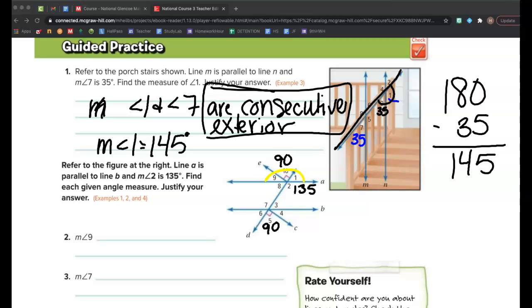Okay, so you take 1. Now you have to find 9 and find what it's like. Corresponding. Okay. I was doing a whole different process in my head, and then you mentioned that. I was going to say that 2 and 7 are alternate interior.